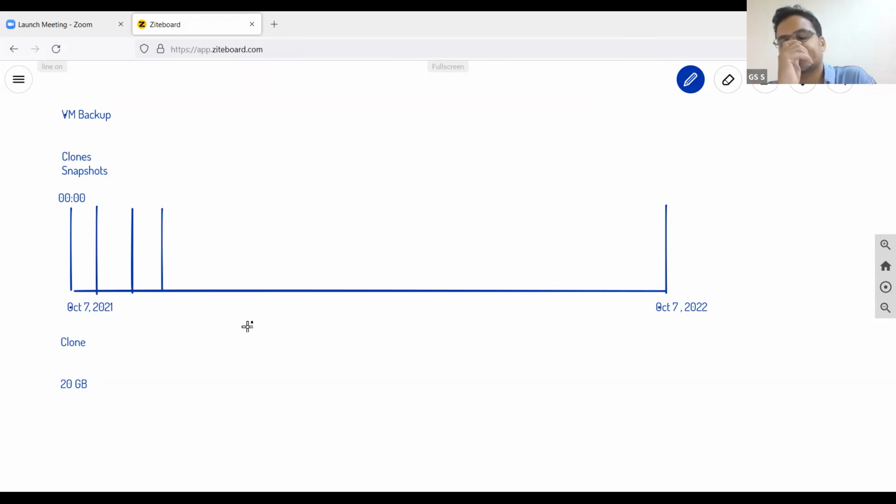Now what should we be doing? Suppose on October 7, 2022, I say that I want to go to January 1st, 2022. That VM I want to start. So you have clones, 365 clones are available. You just go and start the January 1st, 2022 VM, and you will be running the same VM which was there on Jan 1, 2022.